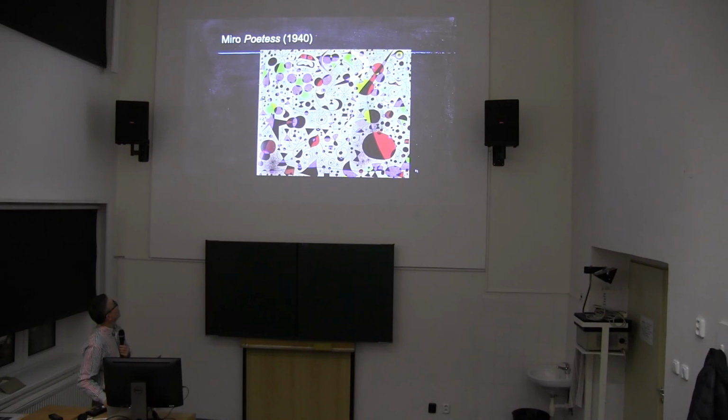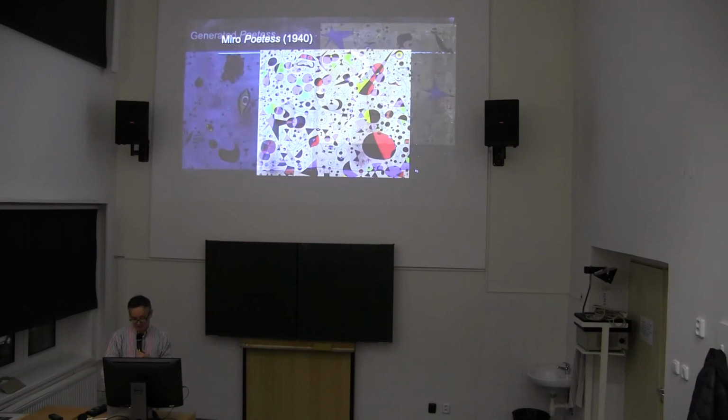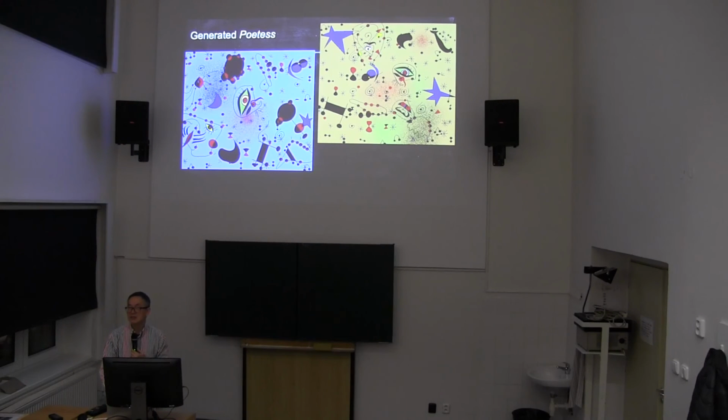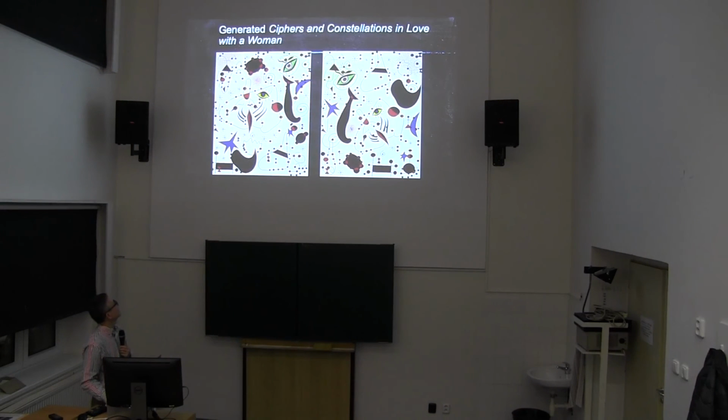So this is Miro, from his series called Constellations, in the Surrealism style. And this is our computer generated version with different background colors. And this is another computer generated one based on this, Constellations in Love with a Woman. That is the title of his painting. Okay.